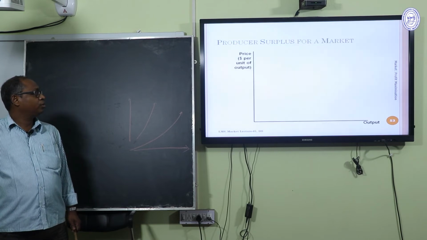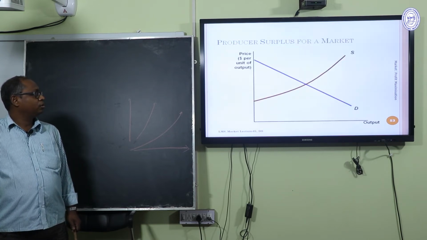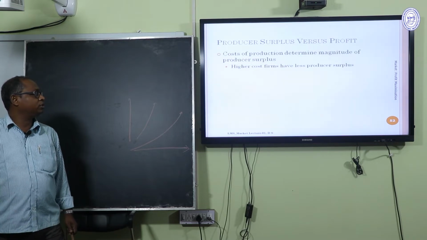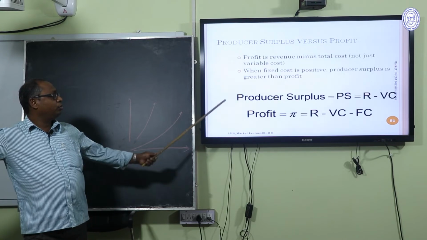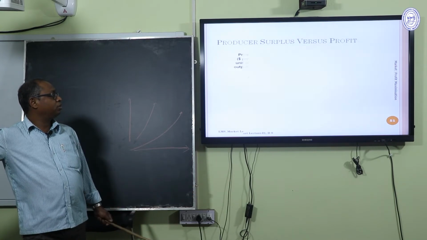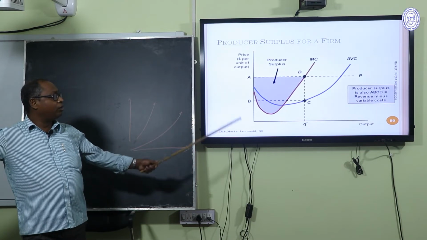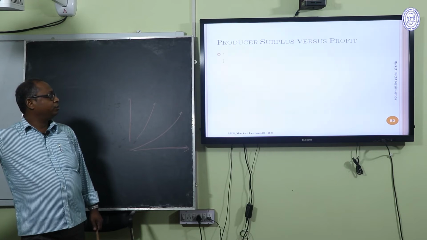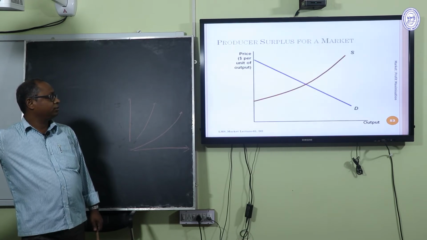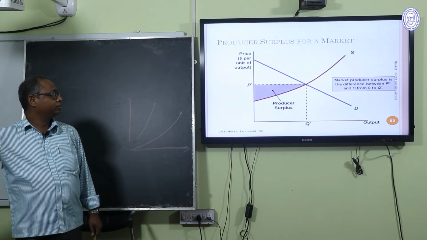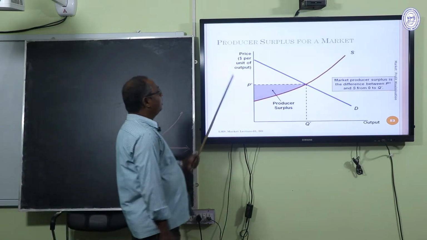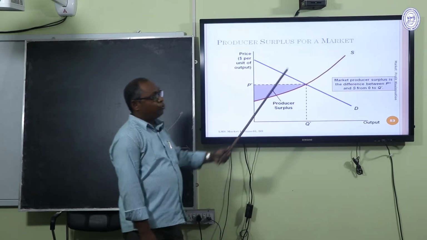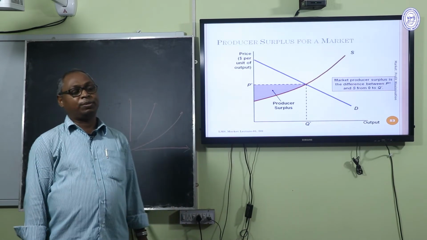So now, the last picture was on the producer surplus of the firm, and now we move on to the producer surplus of the market, and that should be like that. Okay, so this is the market demand curve, and this is the market supply curve, which is more elastic compared to the firm supply curve.